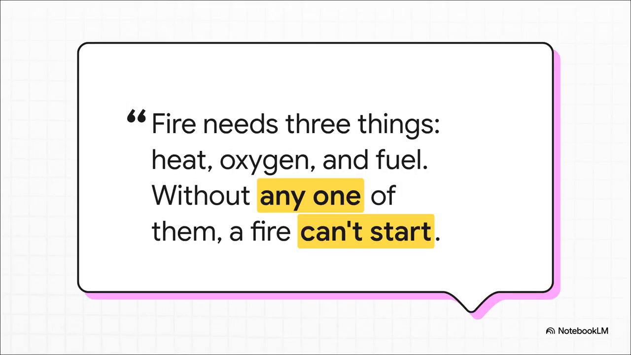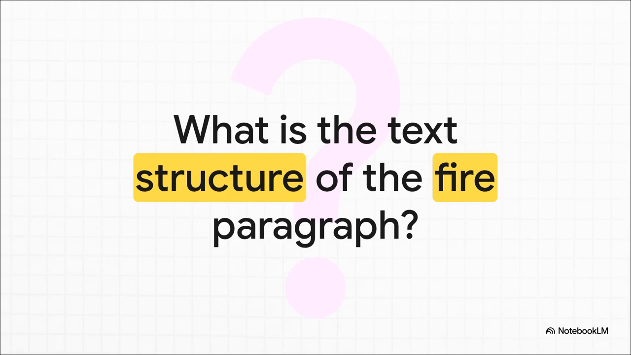Okay, you've totally aced the short sentences. Let's level up. I'm going to read a short paragraph, and I want you to listen not just to the words, but to the overall job this paragraph is doing. Ready? Fire needs 3 things: heat, oxygen, and fuel. Without any one of them, a fire can't start or keep burning. For example, putting a lid on a small kitchen fire removes oxygen. That's why it works.